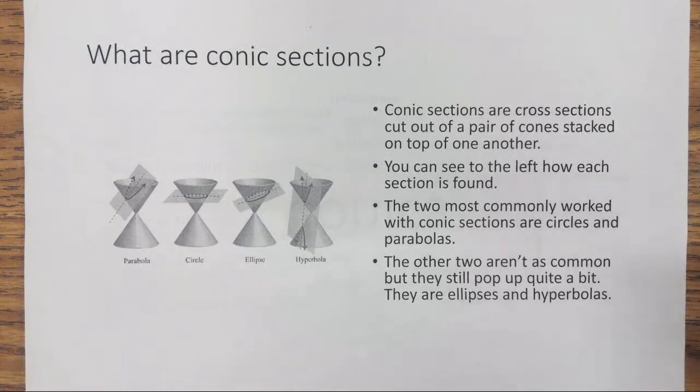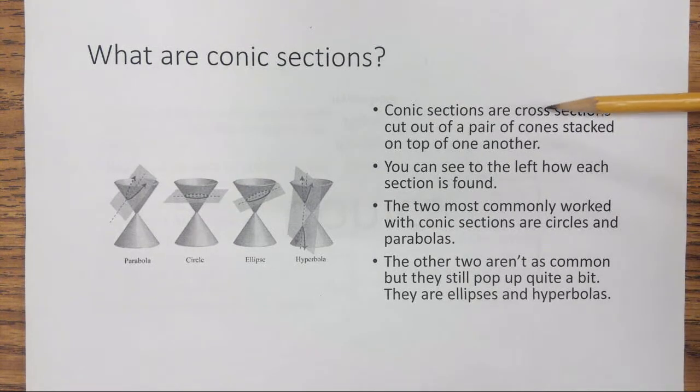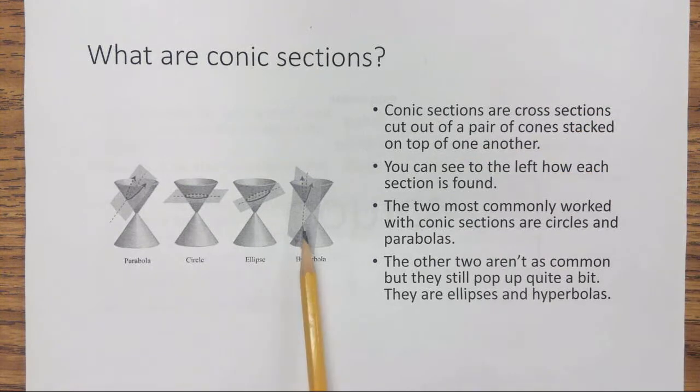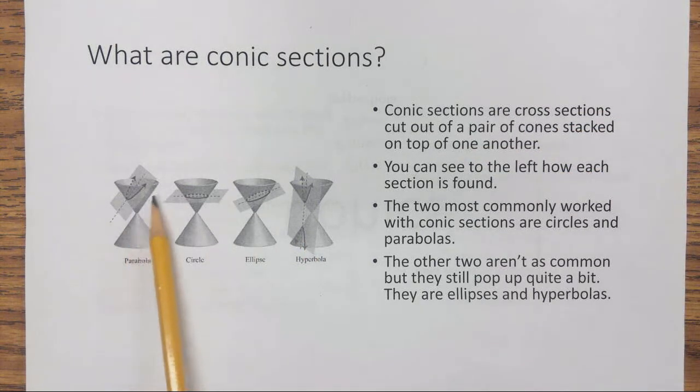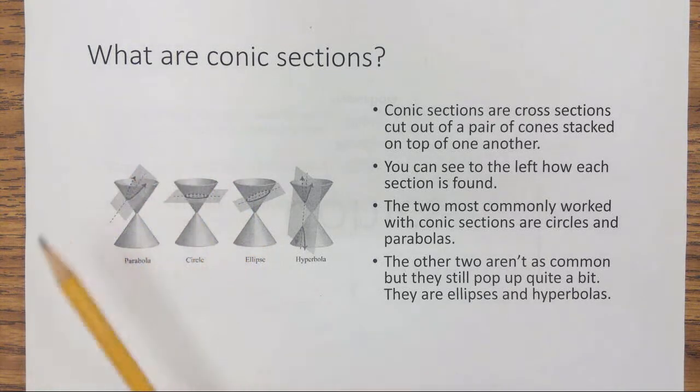So what are conic sections? Conic sections are cross sections cut out of a pair of cones stacked on top of one another. You can see right here we've got a couple of cones stacked up, and you're essentially taking a piece of paper and slicing through it.